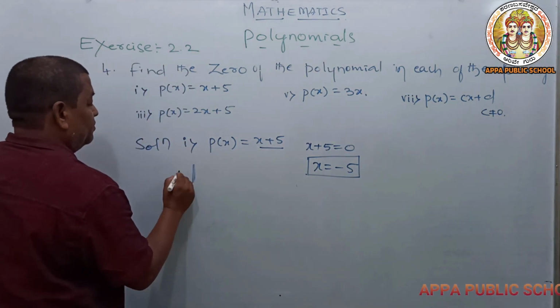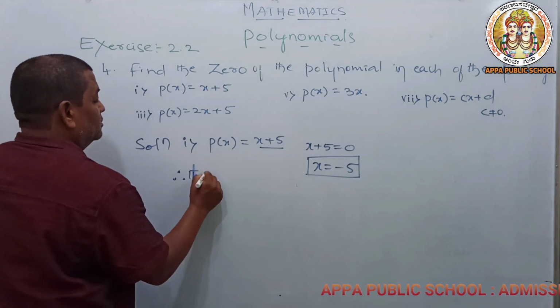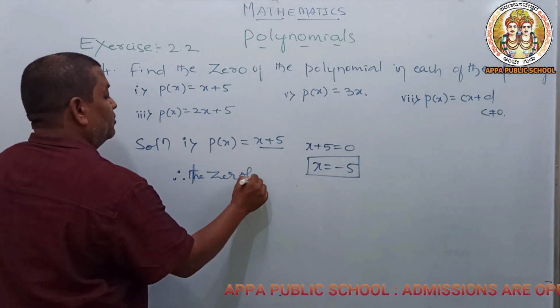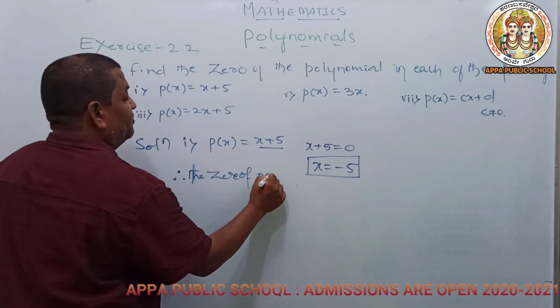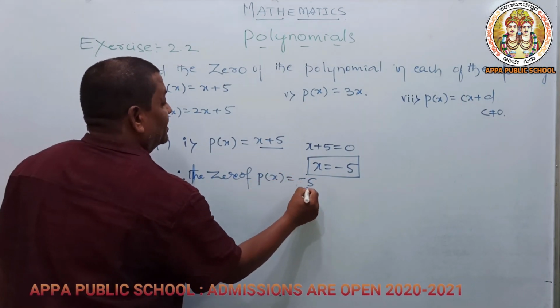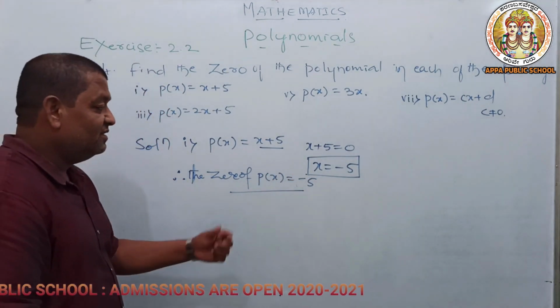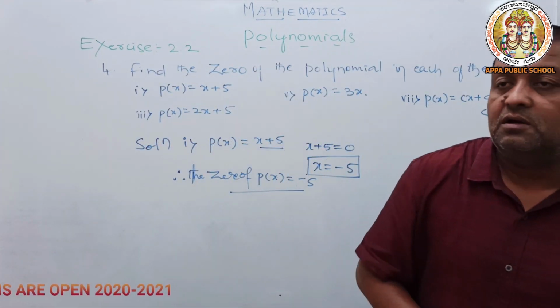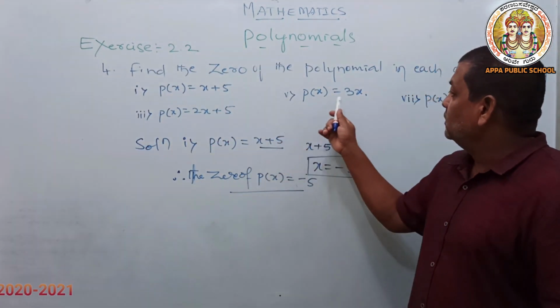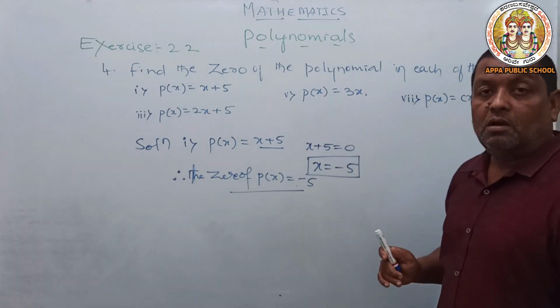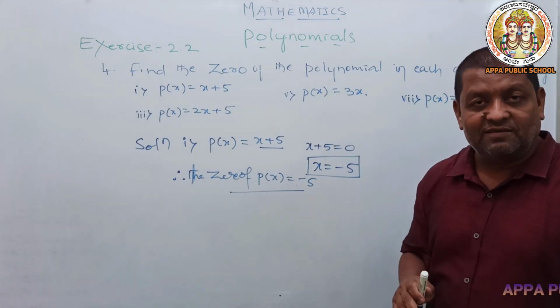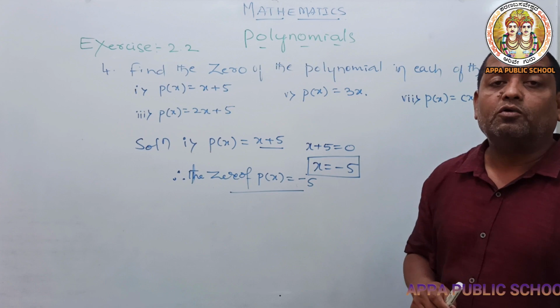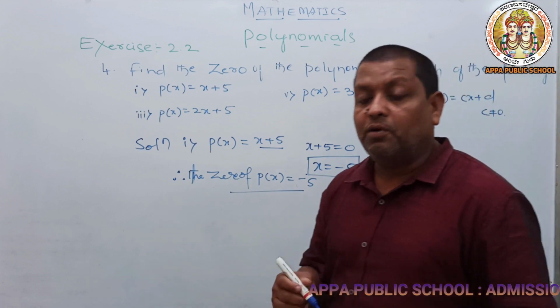Therefore, the 0 of P of x is equal to minus 5. So this is the answer. Very simple, I told you in the beginning. Just equate the things to 0 and find the value of x. So that is the way how to find the 0 of the polynomial.